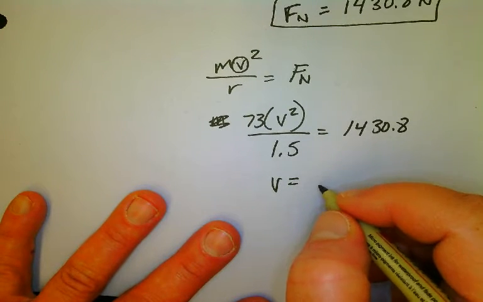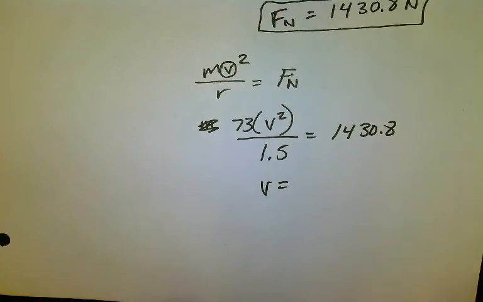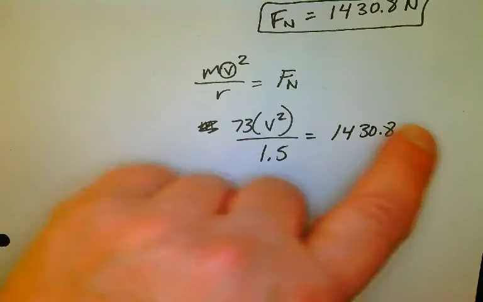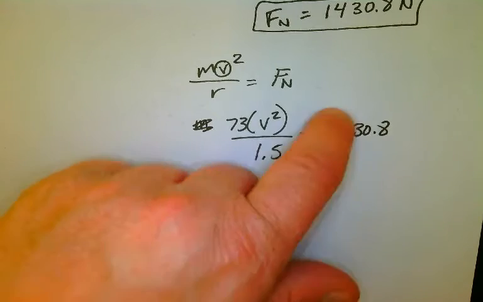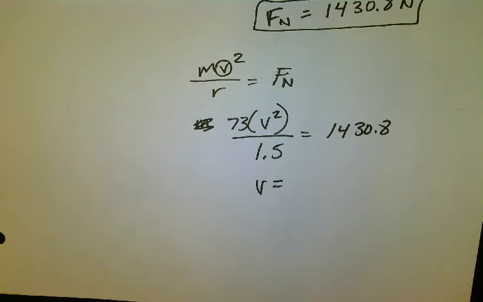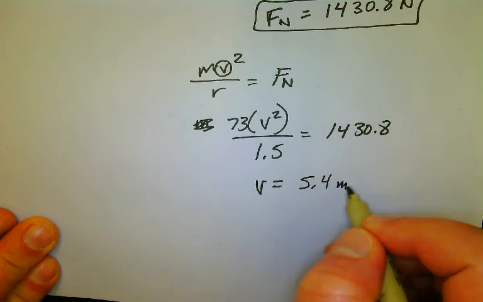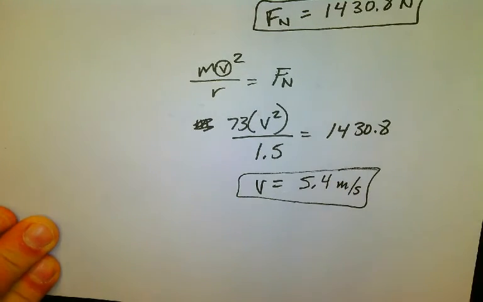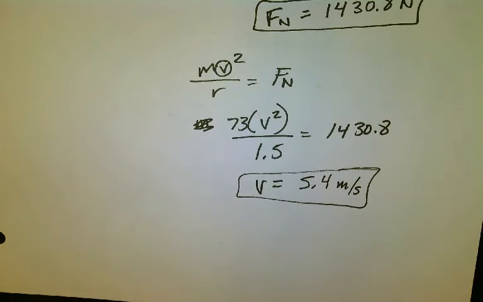Would you first multiply by 1.5 to get rid of this? Yes, definitely. So you're going to multiply by 1.5 on both sides, then divide by 73, and then take the square root of it. And I got this. Thanks. So it's not as bad as we thought, but it's a nice little twist. So friction makes a difference.